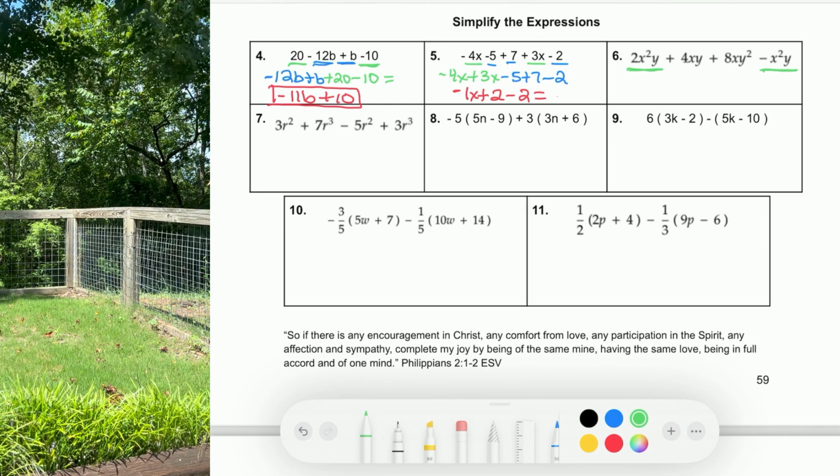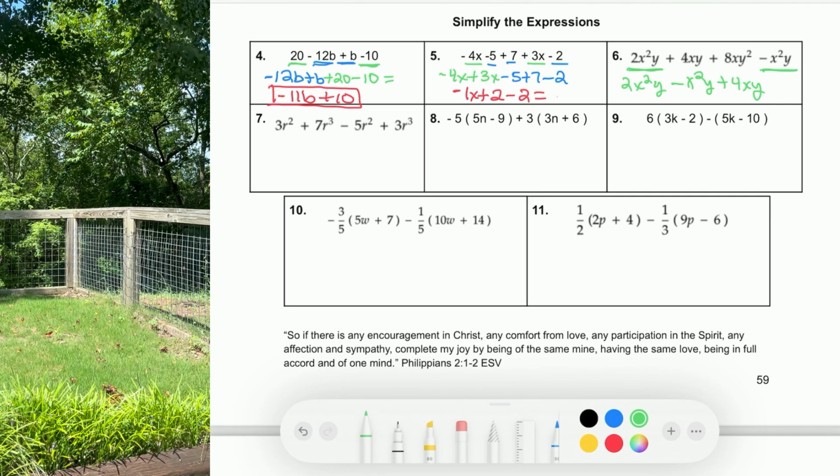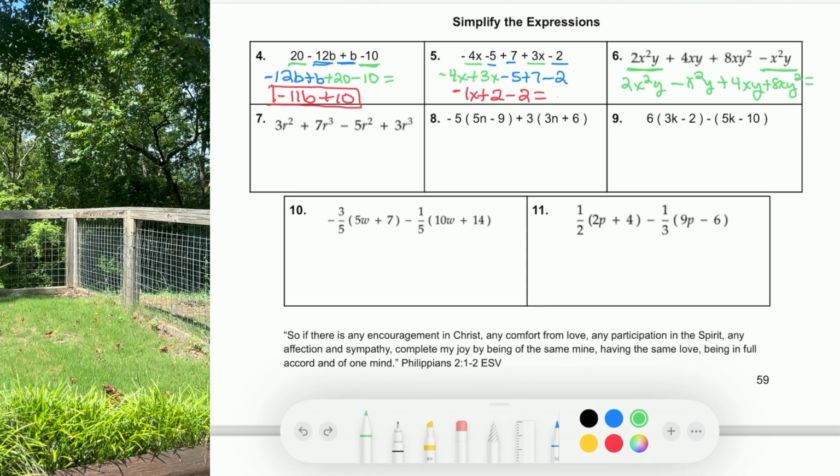So I'm going to reorganize them to 2x squared y minus x squared y, and then just rewrite the rest of the problem. All right, so 2 minus that invisible 1 that's here, okay? 2 minus that is going to give us just a 1. So 1x squared y plus 4xy plus 8xy squared.